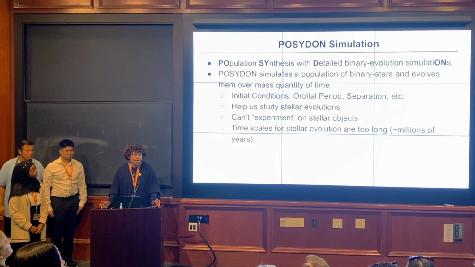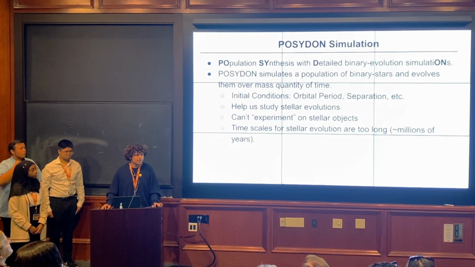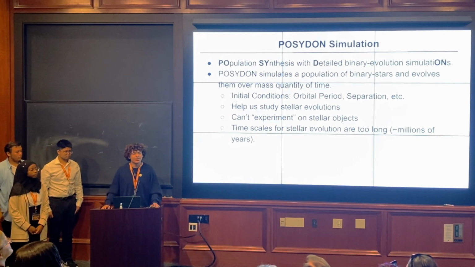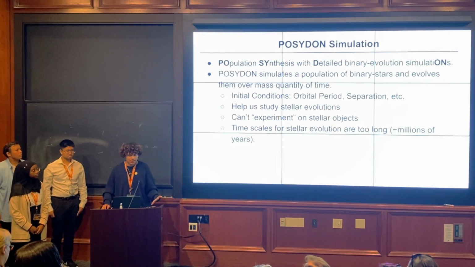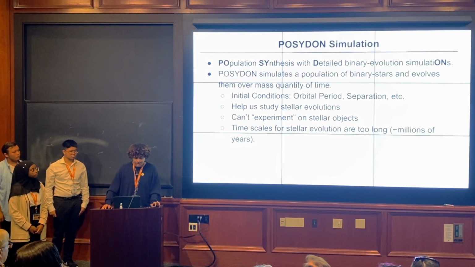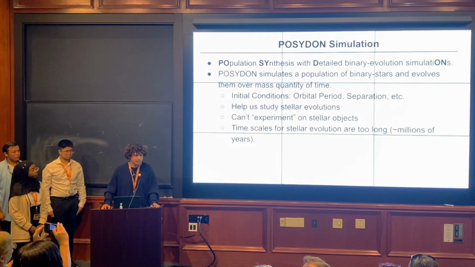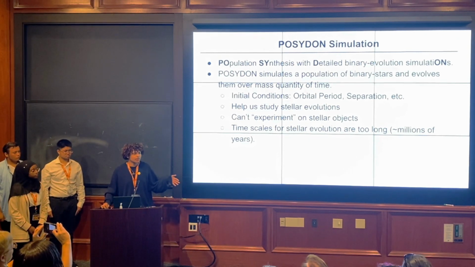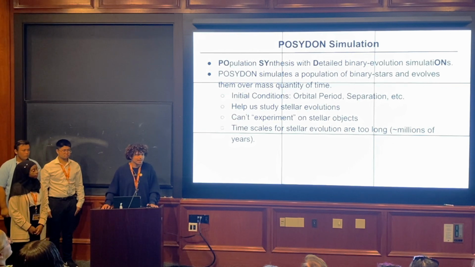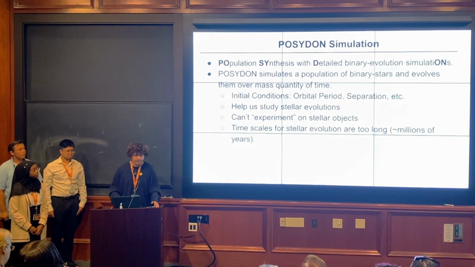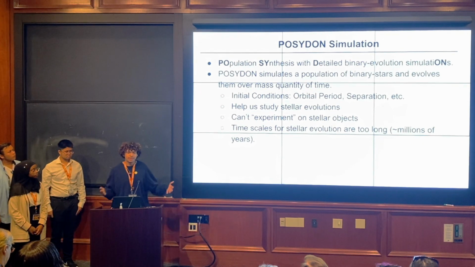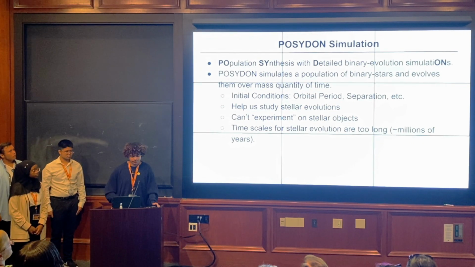So how do we get our data? Well, it could take millions of years for a binary to even form, so it's important to use simulations. We use POSYDON, which stands for Population Synthesis with Detailed Binary Evolution Simulations. The way this simulation works is you put in basic data, as in separation, orbital periods, and the mass of the stars. And then it gives you high detail data, and we use that in our presentation.